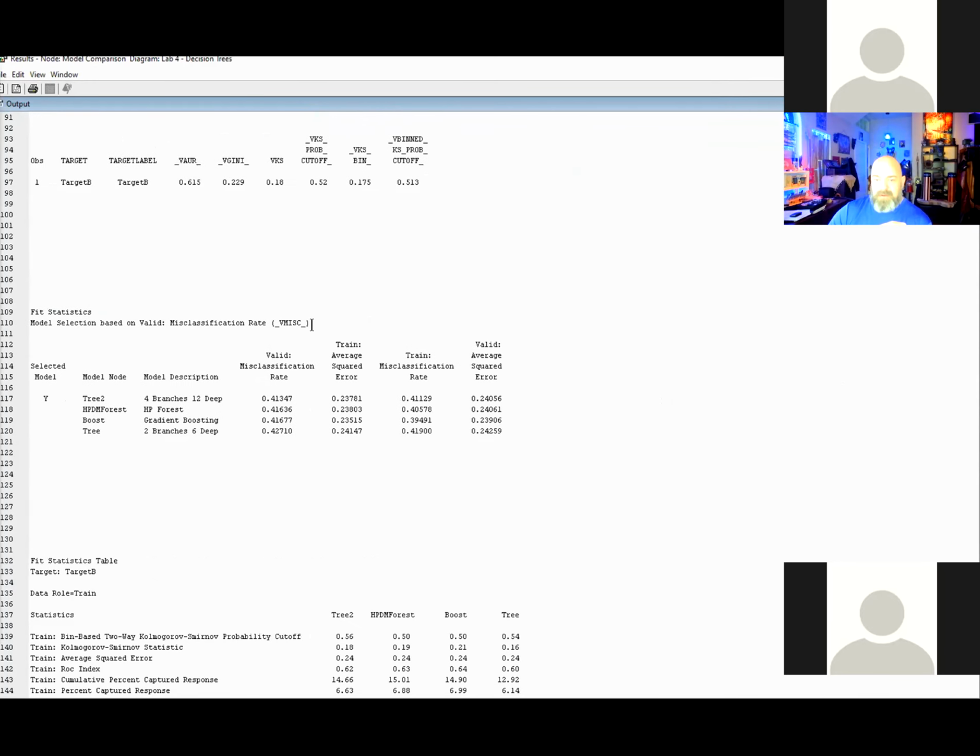I have these numbers right here, that the 4 branch 12 deep is the preferred model, and my misclassification rate is 0.41347. Do these numbers jive with what you guys have? Yeah, it matches mine. Okay. And strangely enough, they match what I had previously, even without the misclassification and the validation. So I kind of lucked out, but I'm not sure how that's possible. I guess just good modeling, huh?